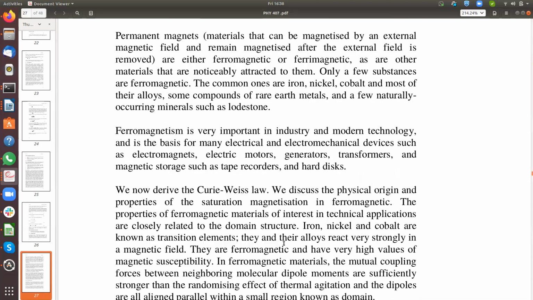So ferromagnetism is very important in industry and modern technology, and is the basis for many electrical and electromechanical devices such as electromagnets, electric motors, generators, transformers, and magnetic storage such as tape recorders and hard disks.